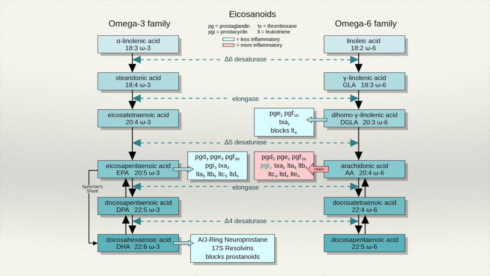And on the left side, we start with the omega-3 fats, that's linolenic acid, and we go down the pathway, and eventually we arrive at DHA, the important omega-3 fat that's used for membranes in the brain. And before we get there, there's the EPA fat, which also makes prostaglandins, but these prostaglandins are anti-inflammatory.